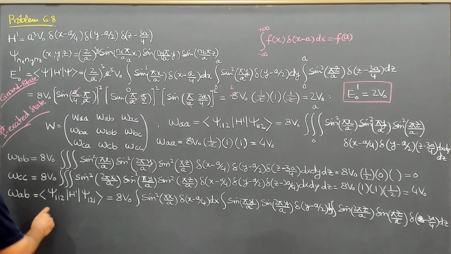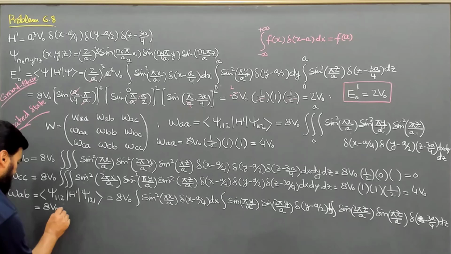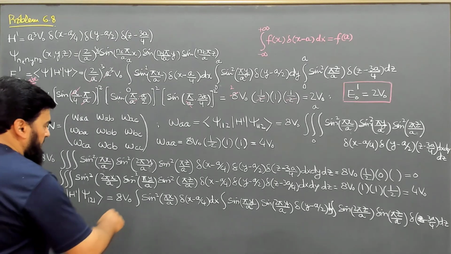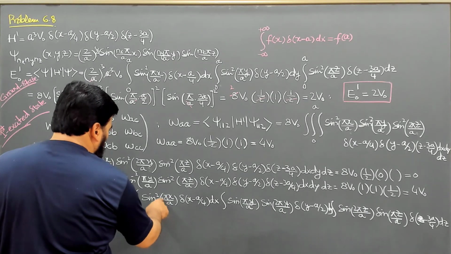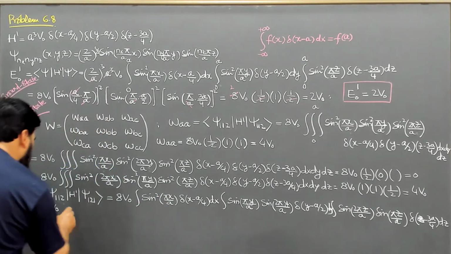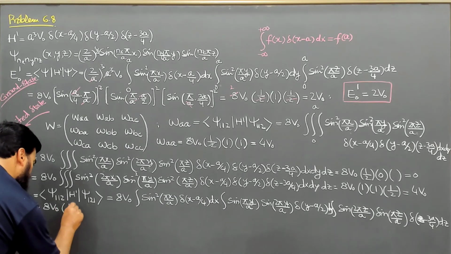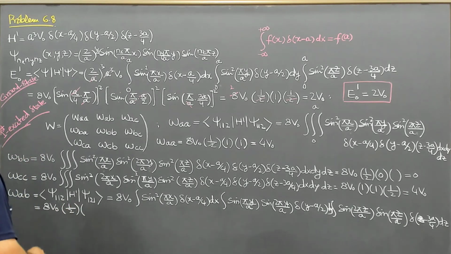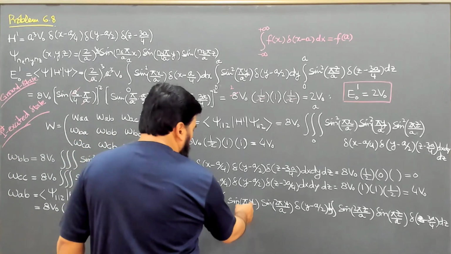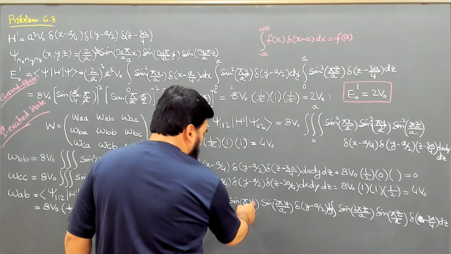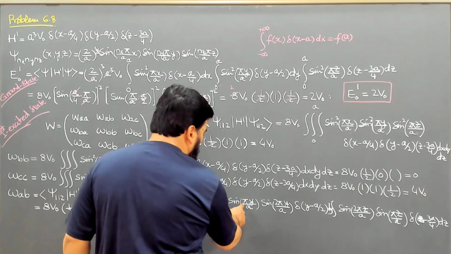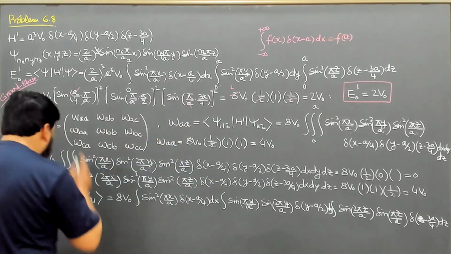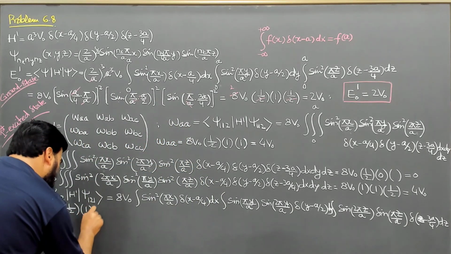So this thing is equal to 8 V naught, and then here a over 4, sine pi over 4, 1 over square root 2 squared, so we will get 1 over 2 here. And now here, when I put y equal a over 2, sine pi over 2, and this is equal to 1.